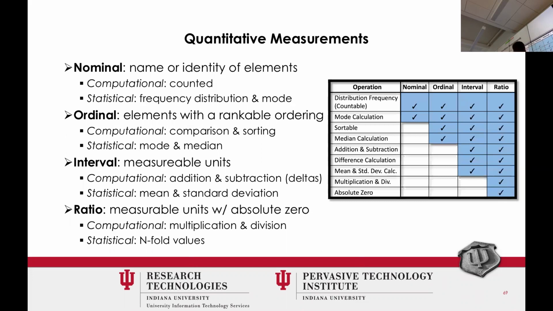So you can't calculate the standard deviation on something where you just know the order, like strongly agree, agree, don't care, disagree, and strongly disagree. You can't calculate the standard deviation on that. And then if you have the interval, you can do that. And then with the ratio, again, you can do multiplication and division, which means this is twice or half of this, right? And it means that you have to have this absolute zero.